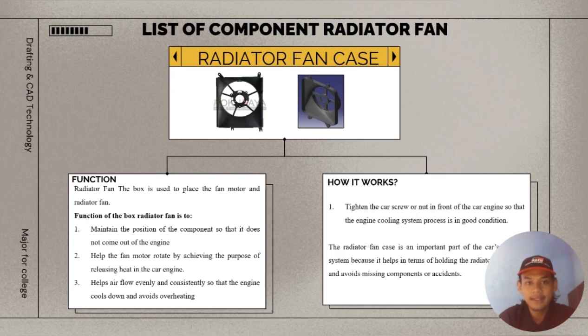Third is the radiator fan case. The function of the radiator fan case is a box used to hold the fan motor and radiator fan. How does it work? Tighten the screw or nut in front of the car engine so that the engine cooling system works in good condition. The radiator fan case is an important part of the car system because it helps hold the radiator fan and avoid missing components and accidents.